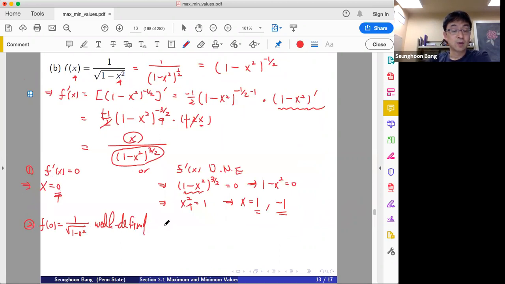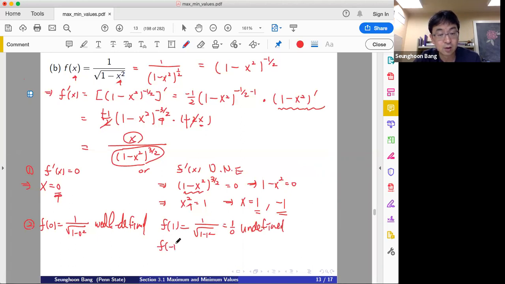In the domain. You plug in 1: 1 over square root of 1 minus 1 squared is 1 over 0. What's 1 over 0? Yes, it does not exist, undefined. You plug in minus 1: 1 over square root of 1 minus negative 1 squared. The negative 1 squared is 1. 1 minus 1 is 0 again. 1 over 0, undefined.